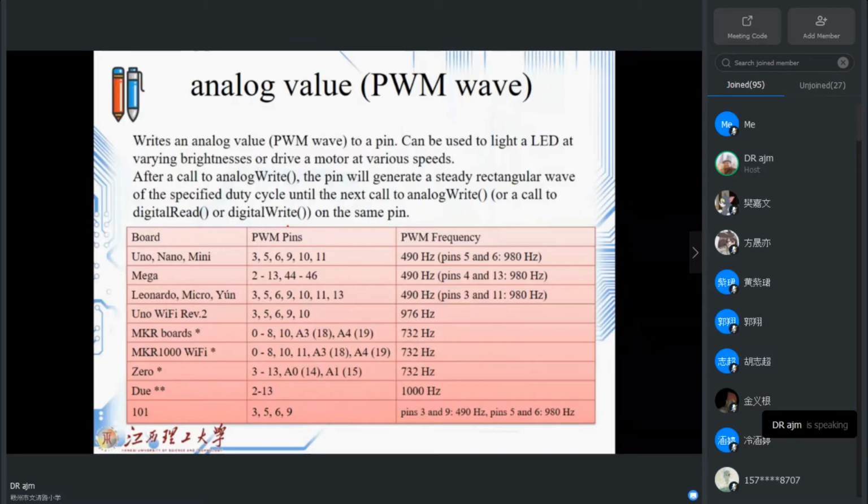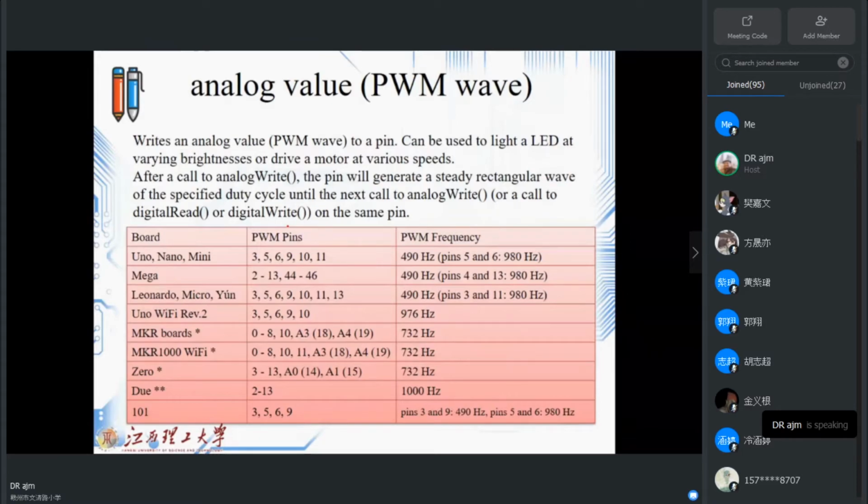After a call to analog write, the pin will generate a steady rectangular wave of a specified duty cycle until the next call to analog write, or a call to digital read or digital write on the same pin.